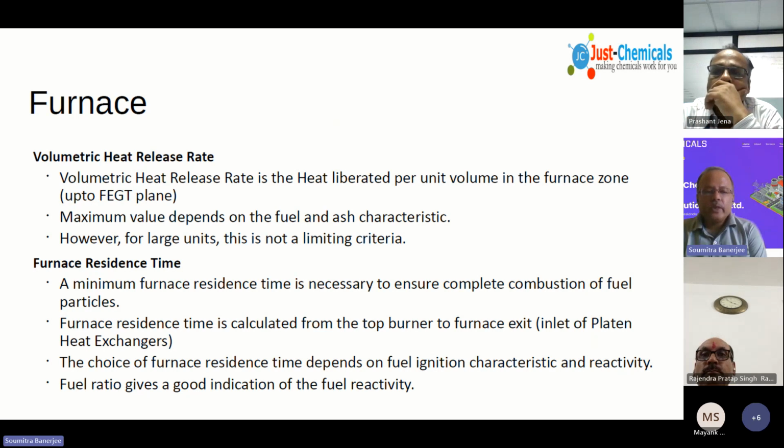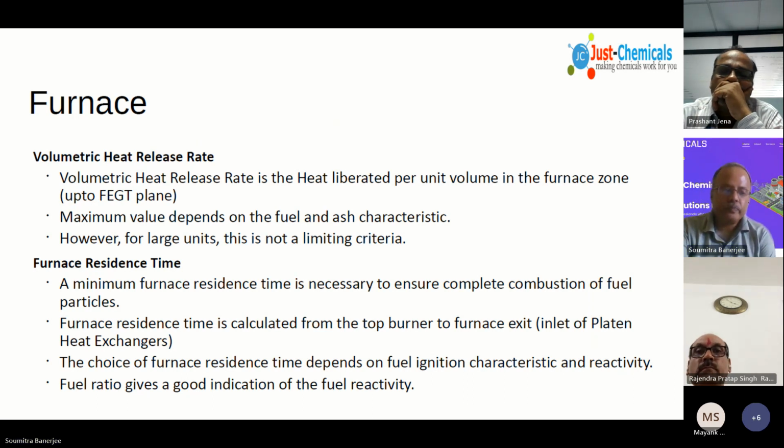The choice of furnace residence time depends on the fuel ignition characteristic and reactivity. This reactivity is also not checked in India. It is checked outside India. But the FC to VM ratio is there, which could be a good indicator of this. Fuel ratio gives a good indication of fuel reactivity.